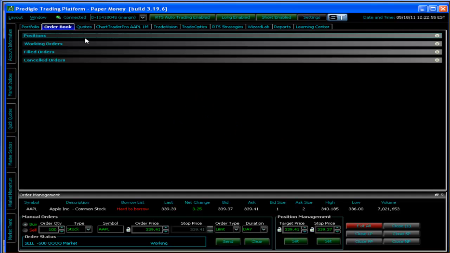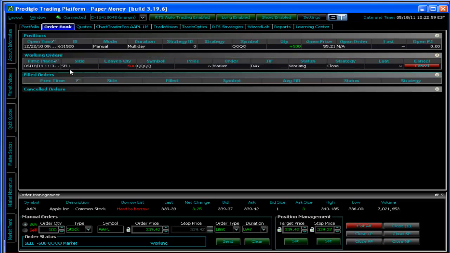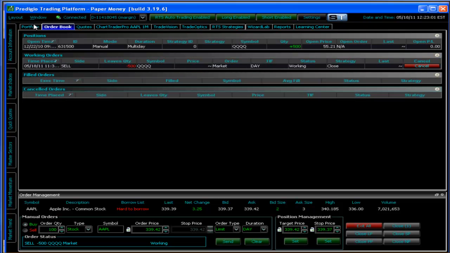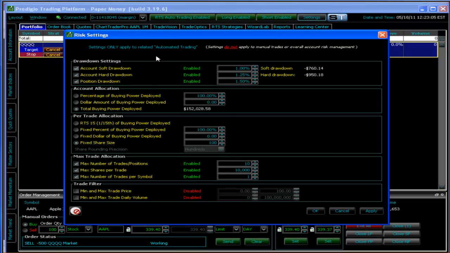Again, this is a pre-production build, so it's got some old positions on here. But it shows you all of your working positions, your working orders, etc. But this portfolio is managed according to the risk parameter settings of the account. Now, these risk parameter settings allow you to specify exactly how much risk you want to apply to the account.